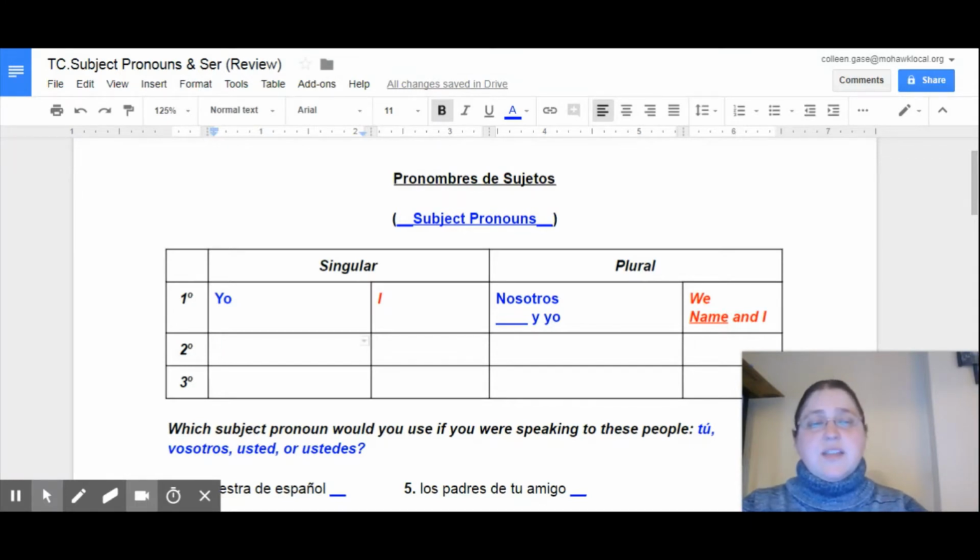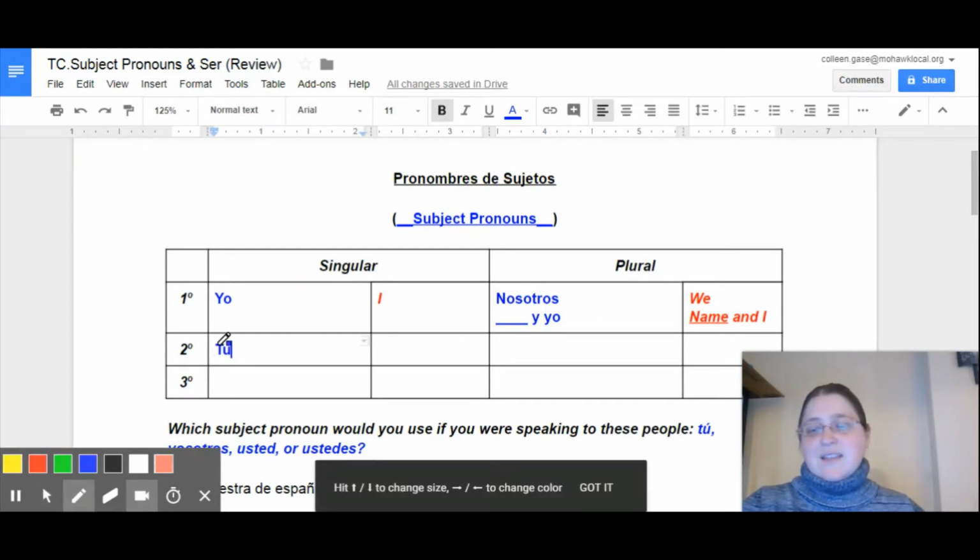All right. Singular. Segunda persona. If you want to say you want to go to the game, you did this, you're going to use usually tú. It is T-U and there is an accent.